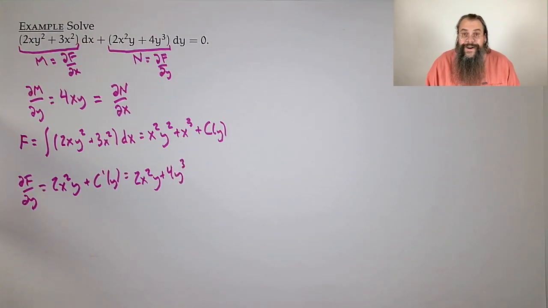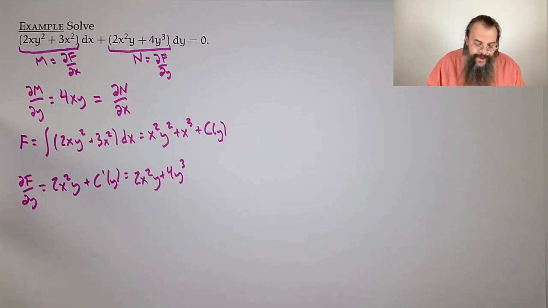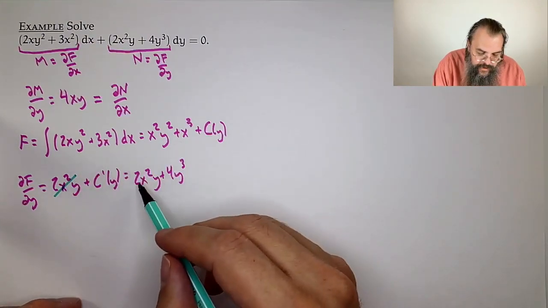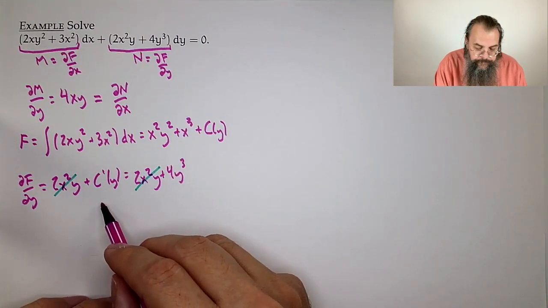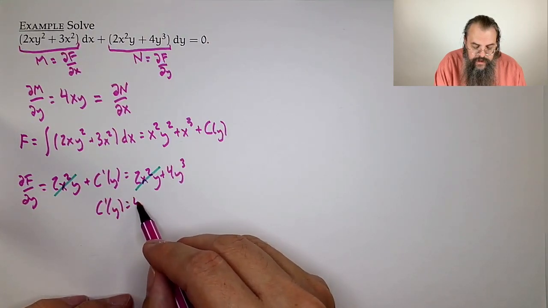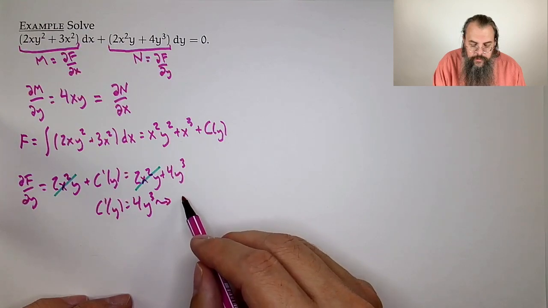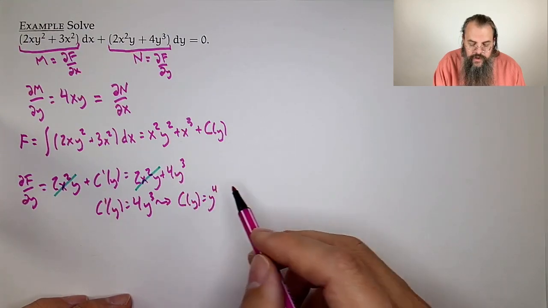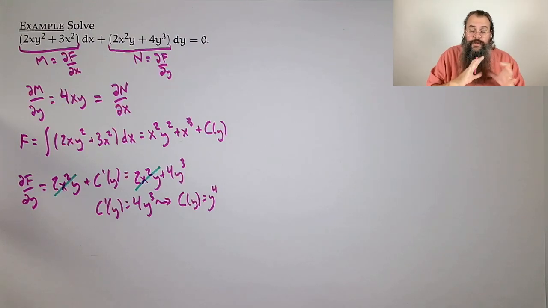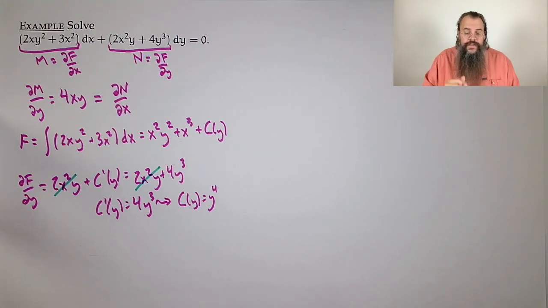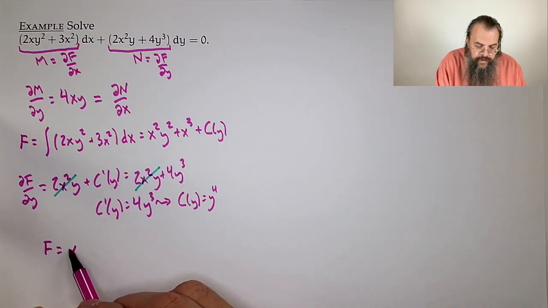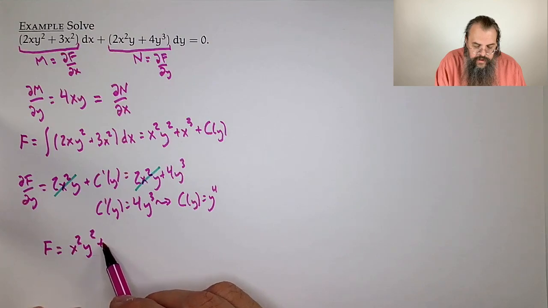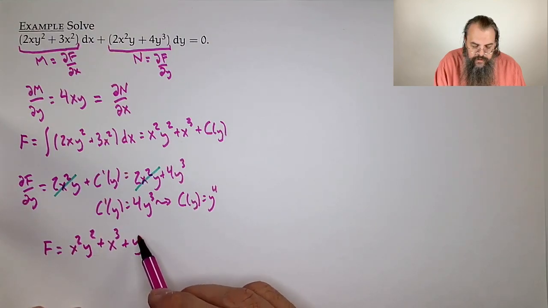And at this point we say, aha, because we like to say aha a lot because it makes us feel like we're learning. And we say, look, those cancel. So we say, look, that c prime of y is going to be equal to 4y cubed, or we can get that c of y is y to the fourth plus a constant. And at this point, we're going to choose our constant to be 0, and we'll point that out in just a second. So that tells us that our potential function, the function that we're after, can be written in the form x squared y squared plus x cubed plus y to the fourth.